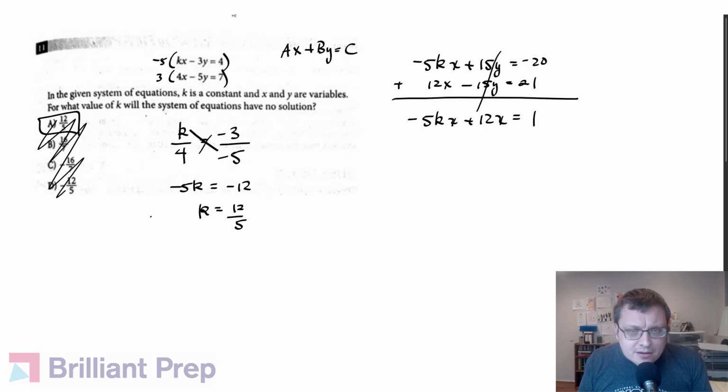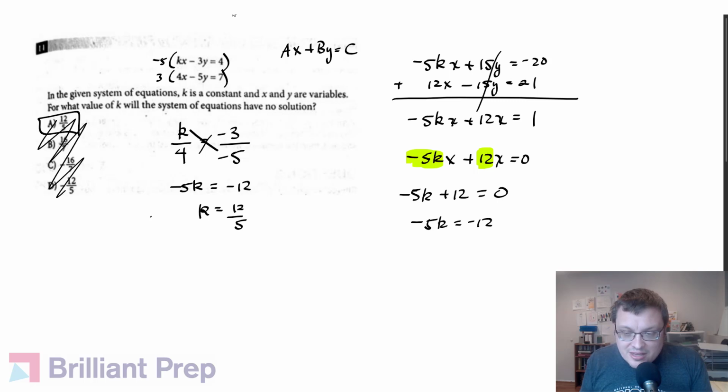What we want to have happen to have no solutions is I want to end up with some result like this, 0 equals 1, or some number that isn't 1 equaling 1. This would be the no solutions case. So how's that going to happen in my problem? Well, it's going to happen when these terms cancel. In other words, when -5kx plus 12x cancels out to 0. In other words, when we add these coefficients, we want -5k plus 12 to equal 0 so that the x term cancels. And if I go ahead and solve this, -5k is equal to -12. Again, we get k is 12 over 5.